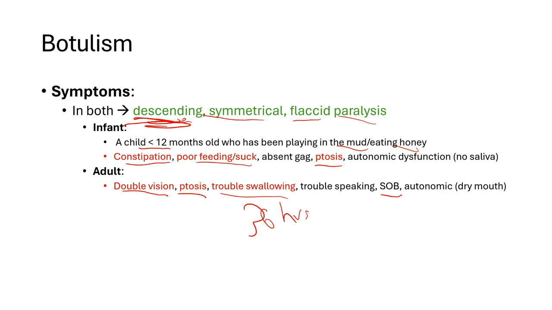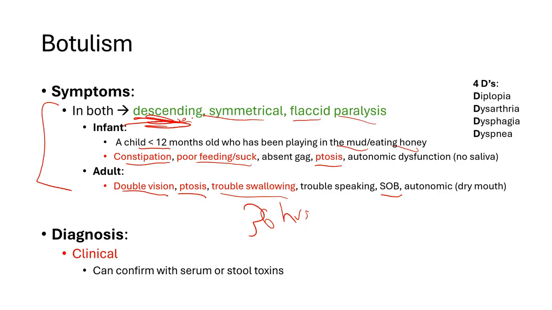36 hours. Now, botulism can be remembered by the 4 Ds. Diplopia/ptosis, dysarthria, trouble speaking, dysphagia, trouble eating, and then of course dyspnea. But understand what these symptoms are going to be. Descending symmetrical flaccid paralysis. The diagnosis of botulism is typically clinical, but it is possible to confirm botulism with serum or stool toxins in which you're looking for the botulism toxin.